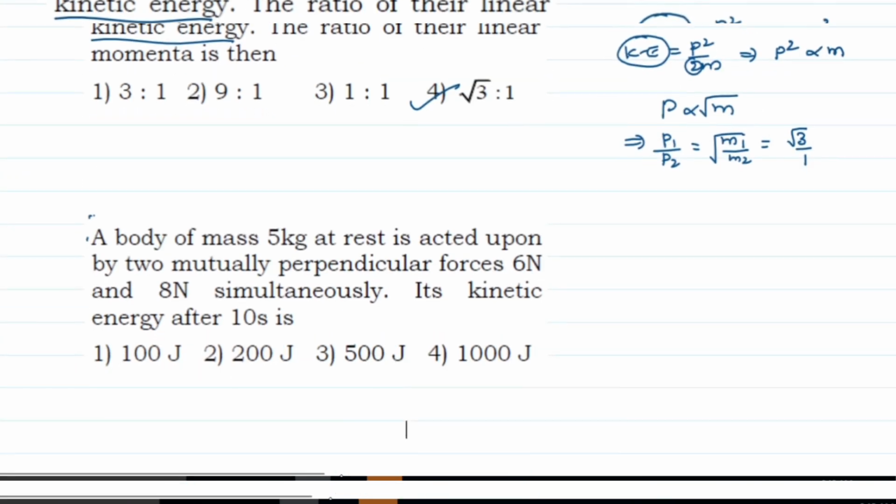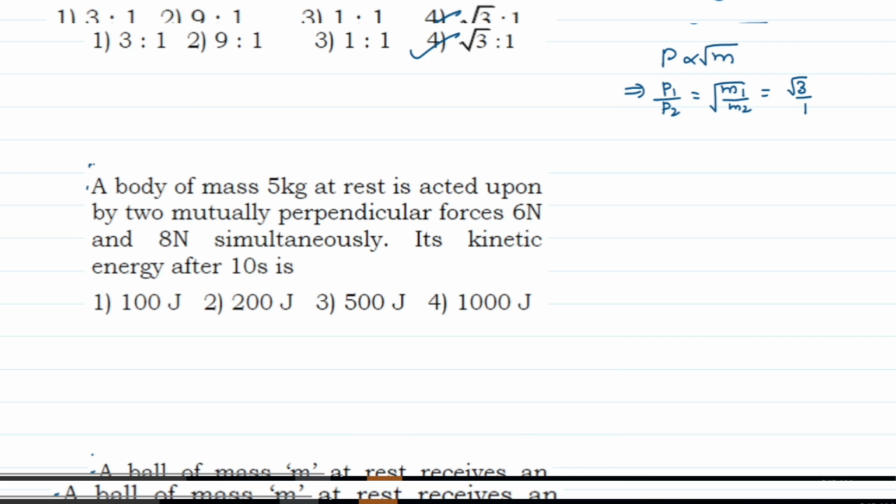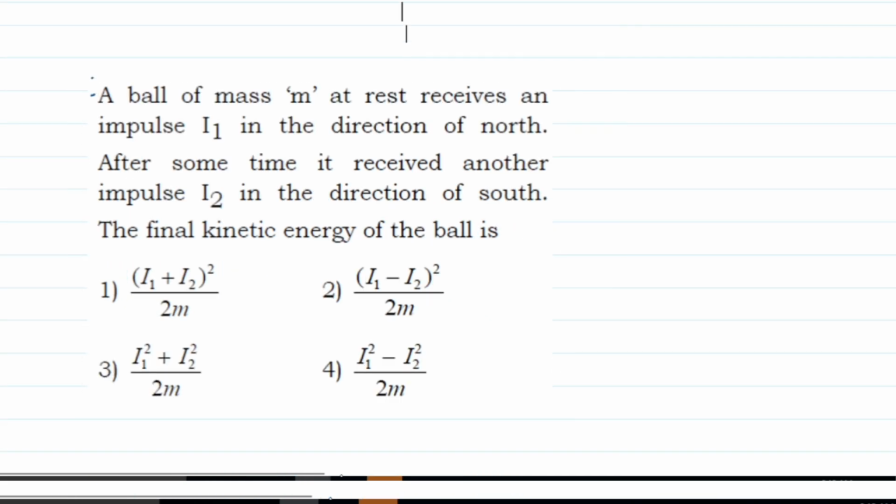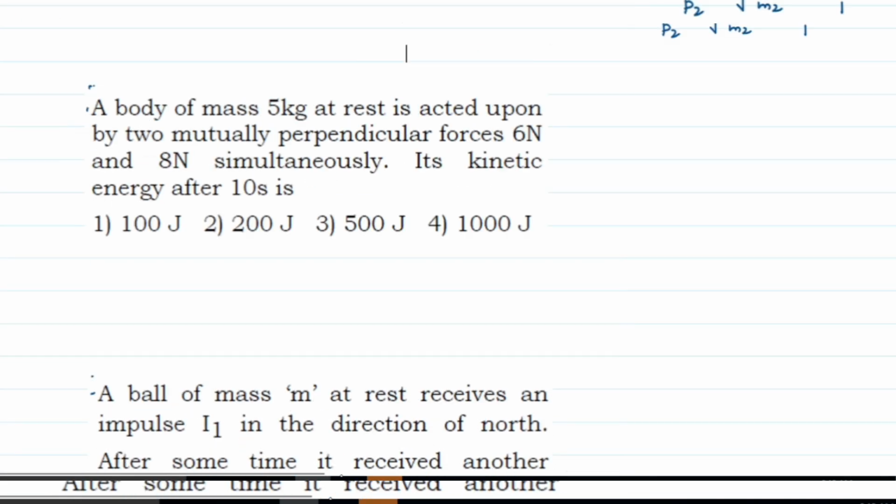Let us see the next question. A body of mass 5 kg, initially at rest, is acted on by two mutually perpendicular forces of 6 Newton and 8 Newton simultaneously. Its kinetic energy after 10 seconds they are asking.